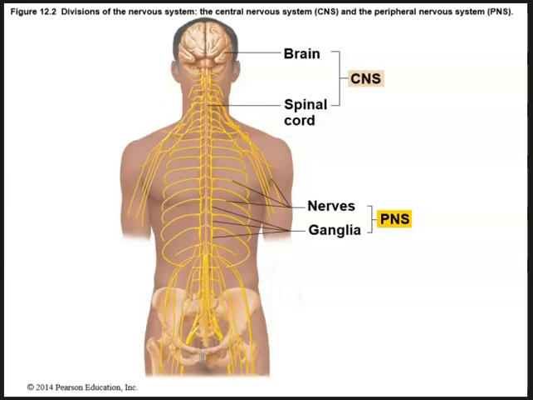So here we see the basic divisions of the nervous system. We have the central nervous system, or the CNS, made up of the brain and the spinal cord, and then we have the peripheral nervous system made up of the nerves and the ganglia.